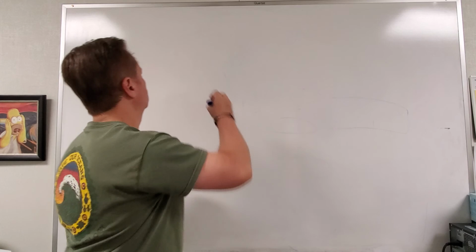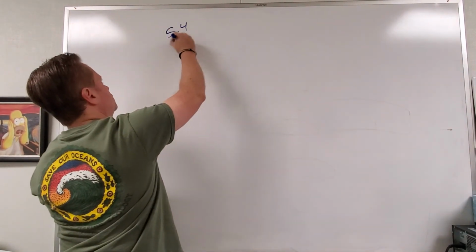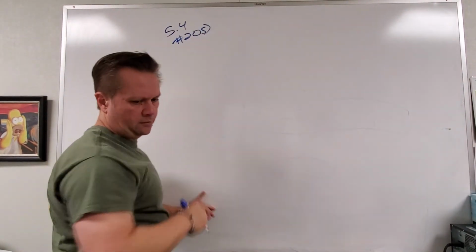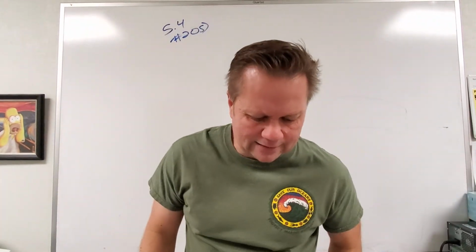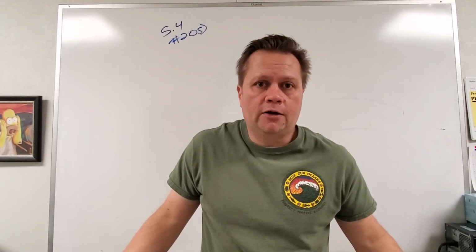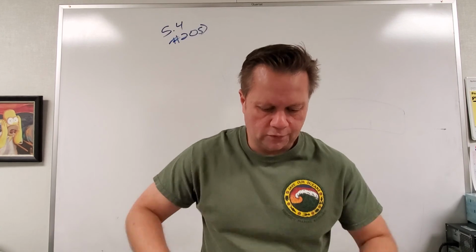Let's see, what you got, Jeff? Ooh, freaky. Okay. So 205. So this is still section 5.4, number 205. It's all about Troy and Lisa. Why we care about them, I don't know, but you better, because we're going to do this right now.